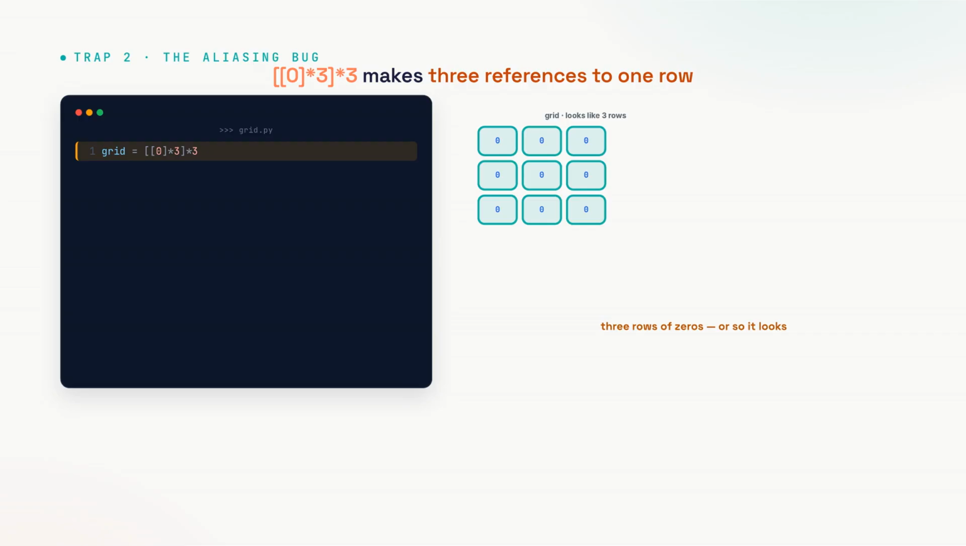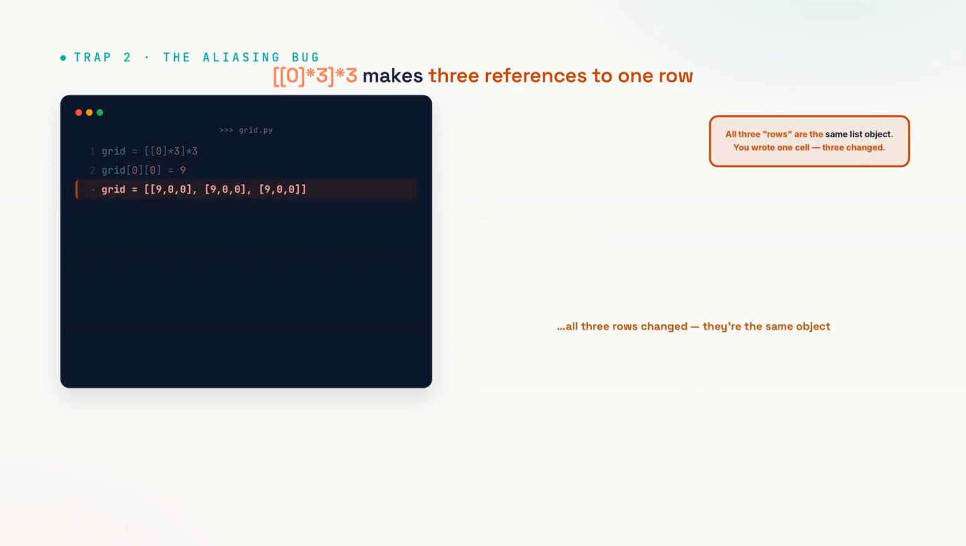Trap 2, the aliasing bug. You want a 3x3 grid of zeros, so you write open bracket 0 close bracket times 3 close bracket times 3. Looks fine. Then you set grid sub 0 sub 0 to 9. You meant to change one cell, but all 3 rows changed. Every row's first cell is now 9.